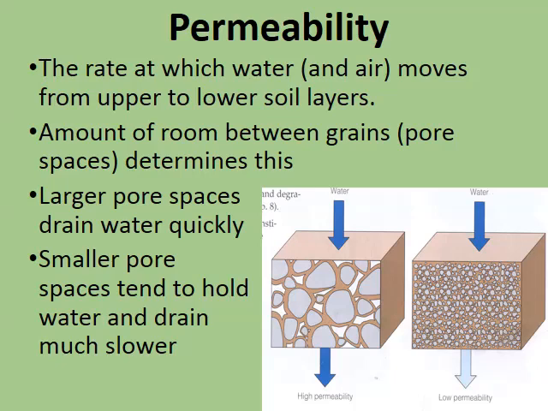Okay? You think about blacktop, not permeable, nothing's going to flow through it. And then you think of your soil. Okay? Grass is going to have water that flows through it. Your larger pore spaces drain water much more quickly. There's a lot of space for them to quickly flow through, and your small pore spaces tend to hold the water.